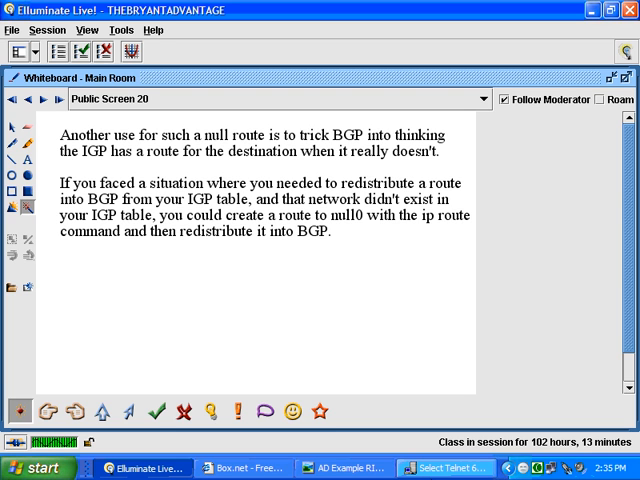Then BGP is going to say, oh, okay, the interior gateway protocol has a route and everything's great, but it really doesn't because the route is to null 0. You're kind of tricking BGP. Again, a very specialized situation there, but a good one for you to know.